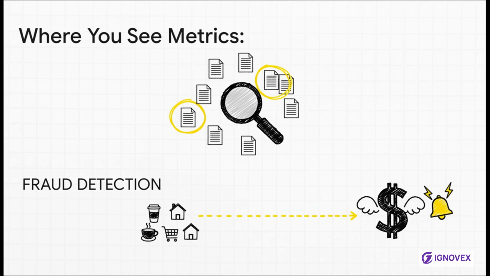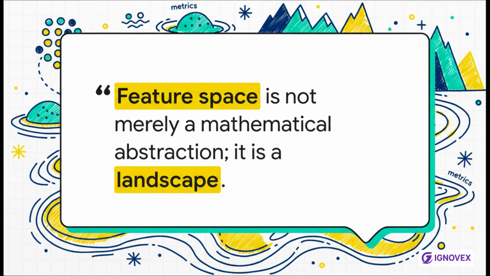When you type a query into a search engine, that query is instantly converted into a vector. The engine then races to find all the web pages whose vectors are closest to yours. And your bank's fraud detection? It's constantly mapping your purchases. If a new transaction suddenly appears as a point that's extremely far away from your usual cluster of spending habits, it raises a big red flag. Which brings us to what I think is the most important idea to take away from all of this. I love this quote. Feature space is not merely a mathematical abstraction, it is a landscape. By using these metrics, we're not just crunching numbers. No, we're actually creating a map with its own unique geography, its own mountains and valleys that reveals the hidden structure of all that information.